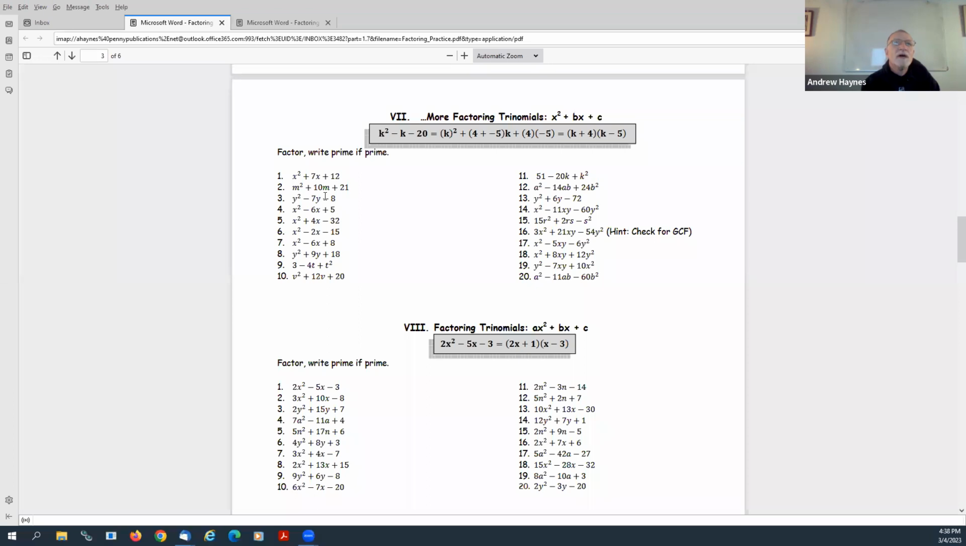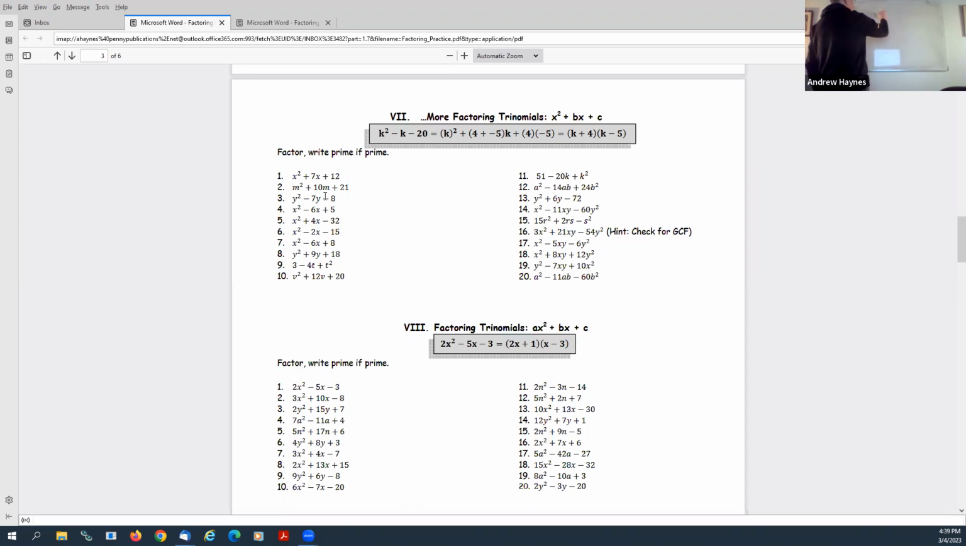How about, why don't you do number 6? Number 6 in the first group. I don't know how to do it. Okay, so here's the problem.